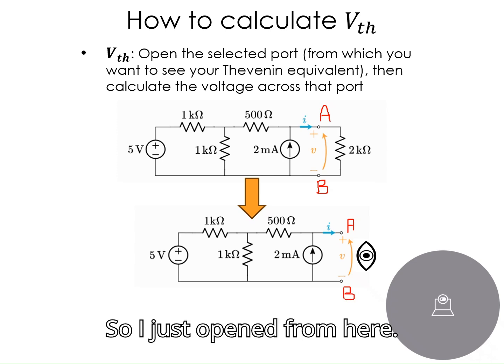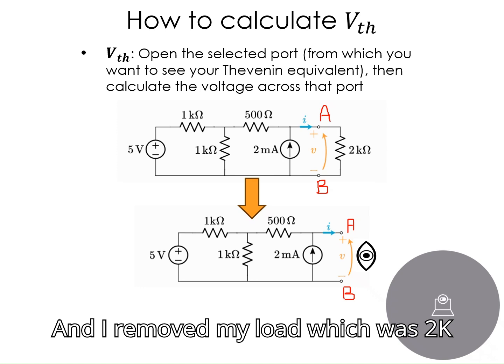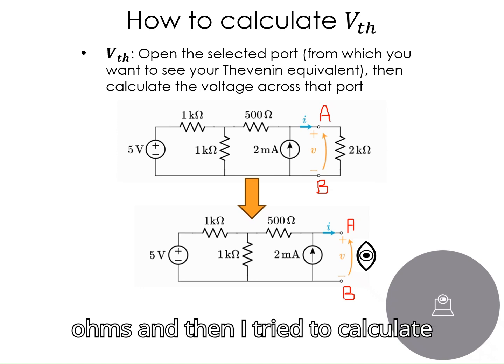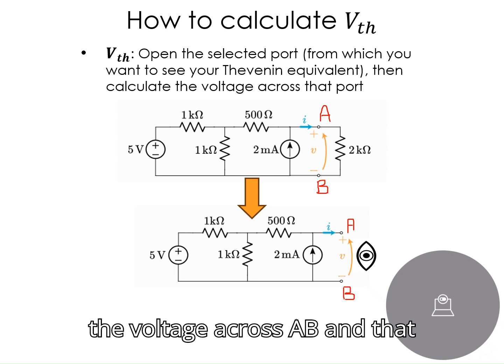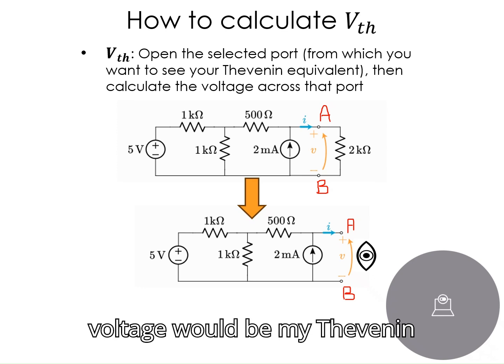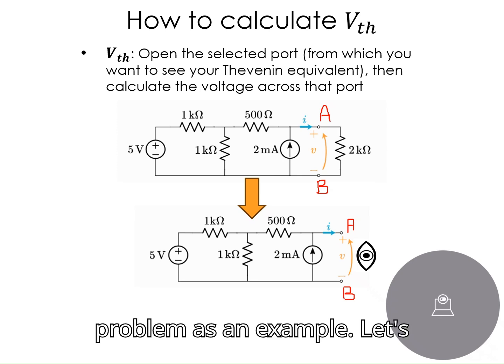I just opened from here and removed my load, which was 2 kilo ohms, and then I calculate the voltage across AB, and that voltage would be my Thevenin voltage. I will solve this problem as an example.